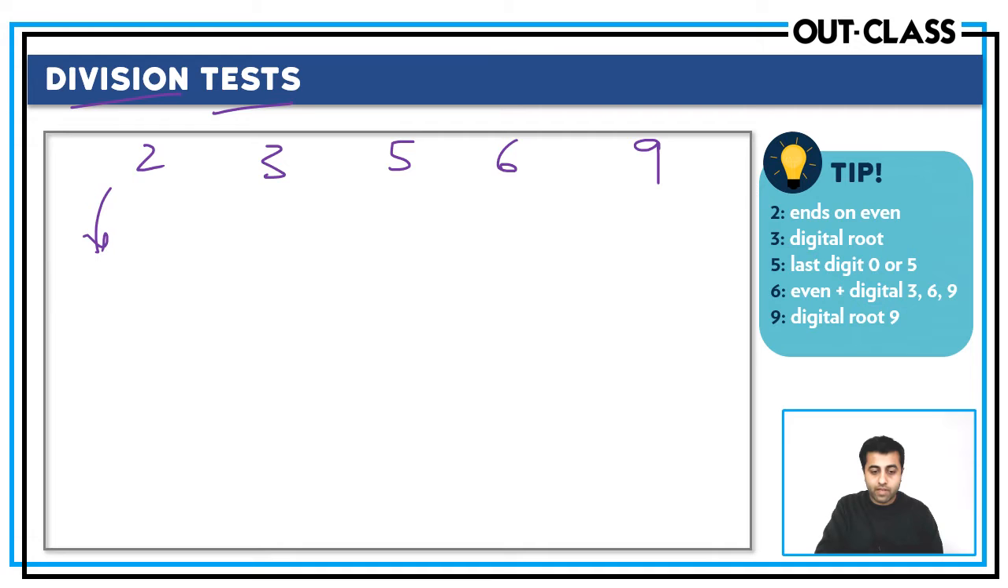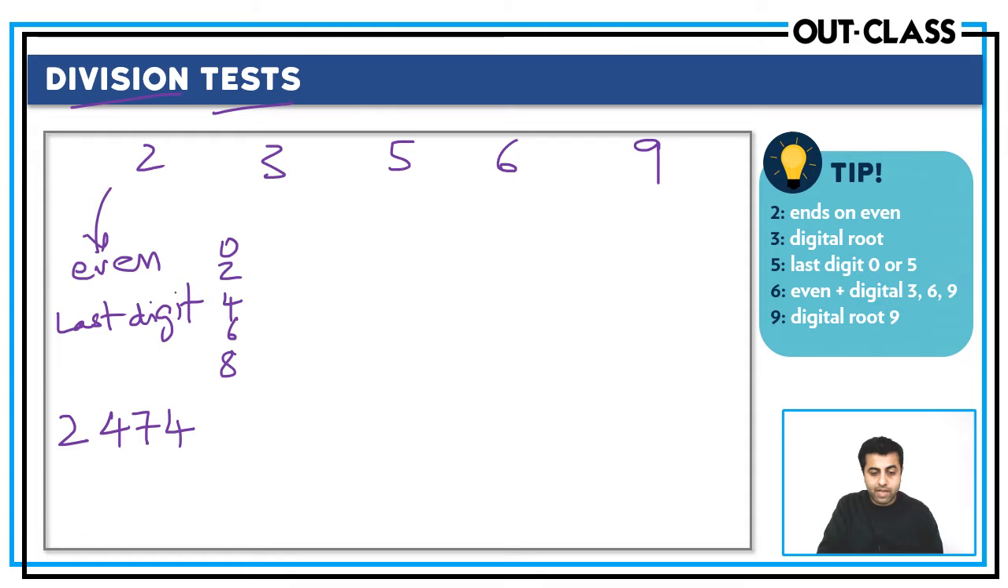2 ka, we've done this. It has to be even. What does that mean? The last digit has to be 2, 4, 6, 8 or 0. That's it. So if I could give you a long number, it could be 2,474,000, I don't know, 234. It's a long number, but as long as this last digit is one of the even table, 0, 2, 4, 6, 8, then this number is divisible by 2.